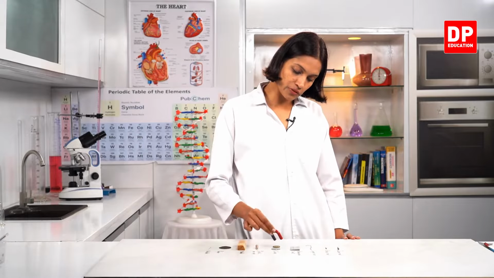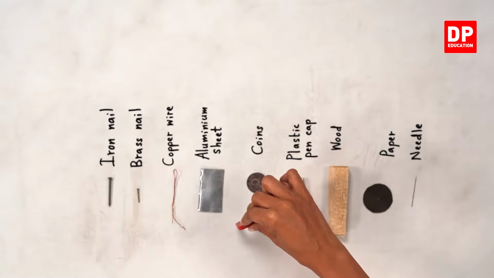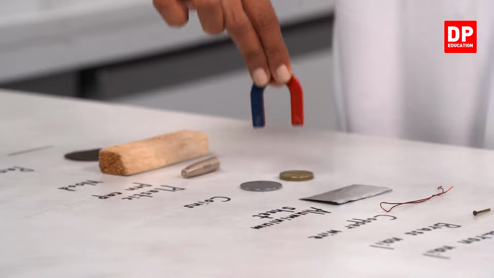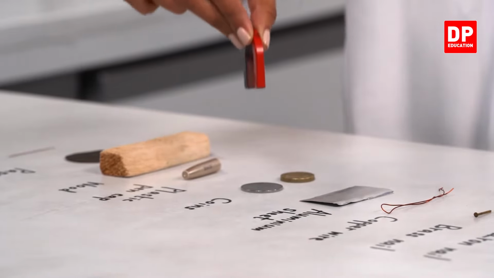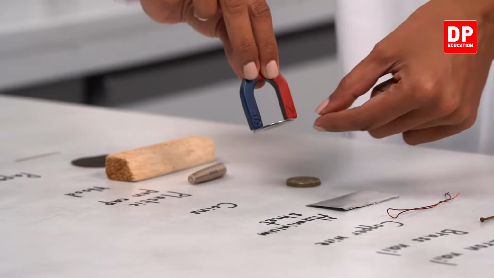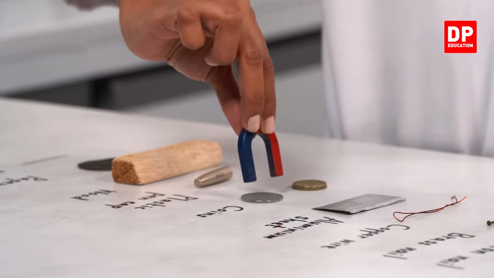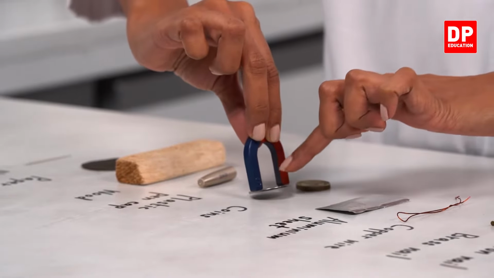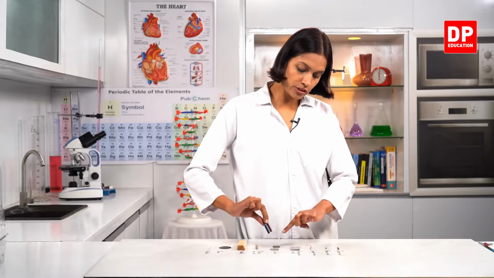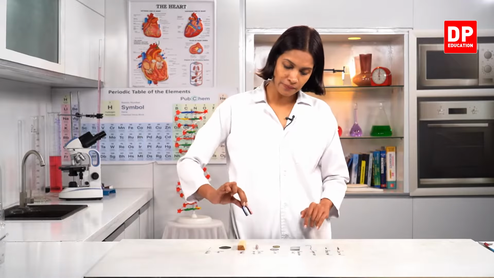Now we have two coins. First of all, I am going to hold this magnet over the 5 rupee coin. Can you see any attraction? The 5 rupee coin does not get attracted to the magnet. We'll check with the 2 rupee coin. Now, the 2 rupee coin gets attracted to the magnet instantly. So this happens because the 5 rupee coin and 2 rupee coin are made out of 2 different materials, okay?